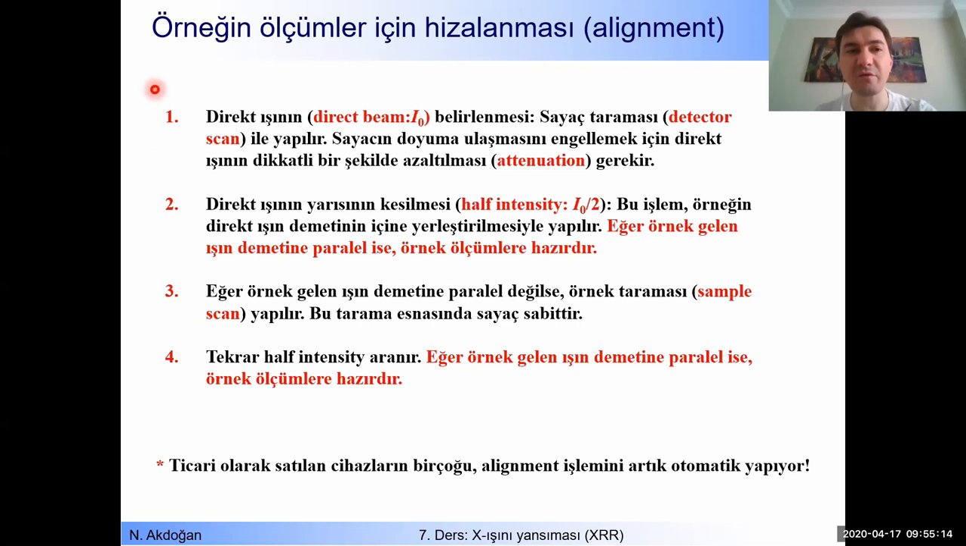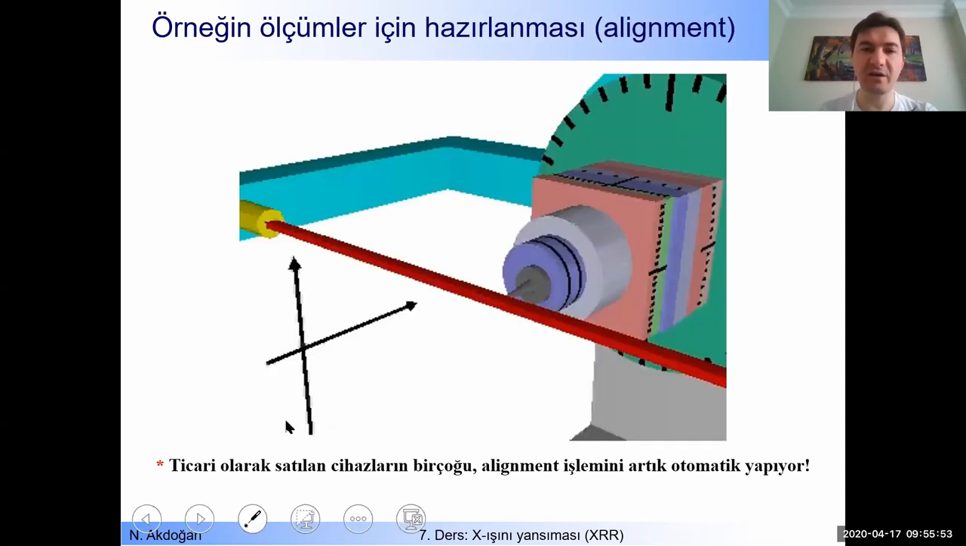So here we have four or five main steps. Normally, in old X-ray diffractometers or in homemade X-ray diffractometers, you have to carry out all the steps by yourself. But conventional X-ray diffractometers can do all this procedure by themselves automatically. This new type of device is very user friendly, but here I would like to show you the mechanism shortly. So here I have an animation.